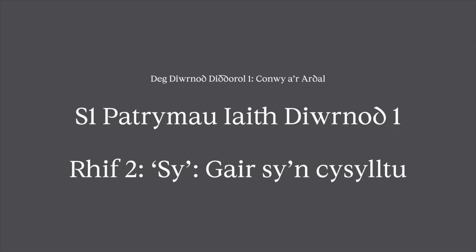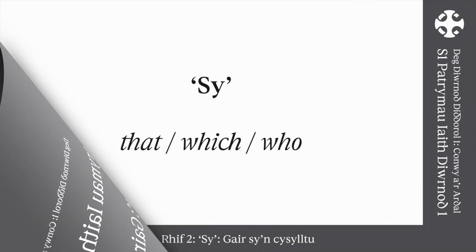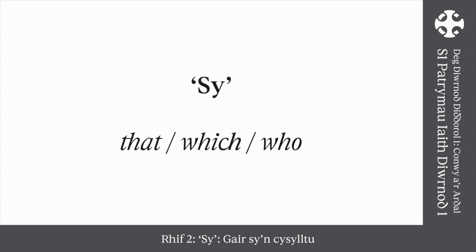Rhif 2. Sy. Gair sy'n cysylltu. Sy, a linking word. In Welsh, we can join two present tense sentences with the little linking word sy. In English, you would use that, which, or who.